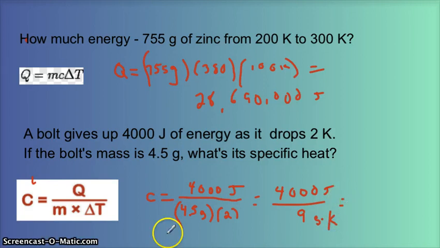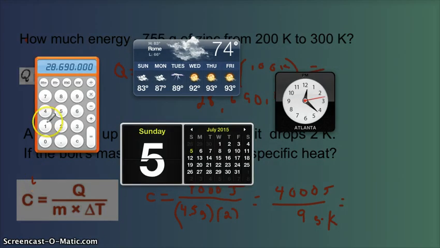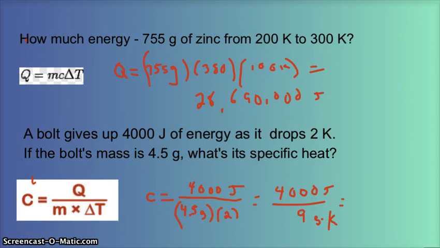So what is 4,000 divided by 9? 4,000 divided by 9 equals, okay, we got 444. That would be 444. Now, let's see what the units are.